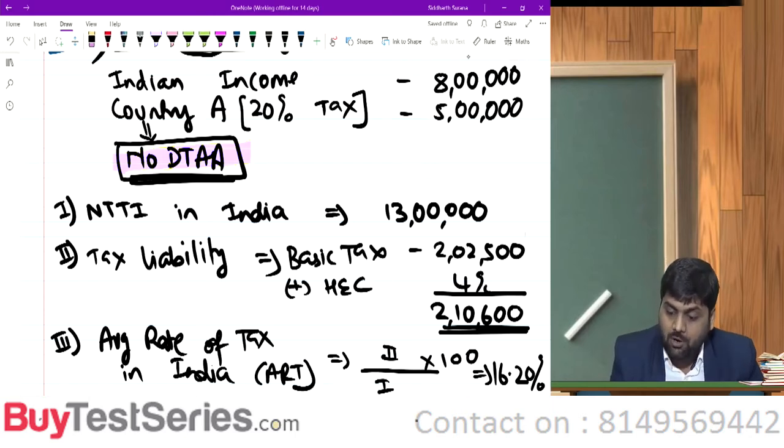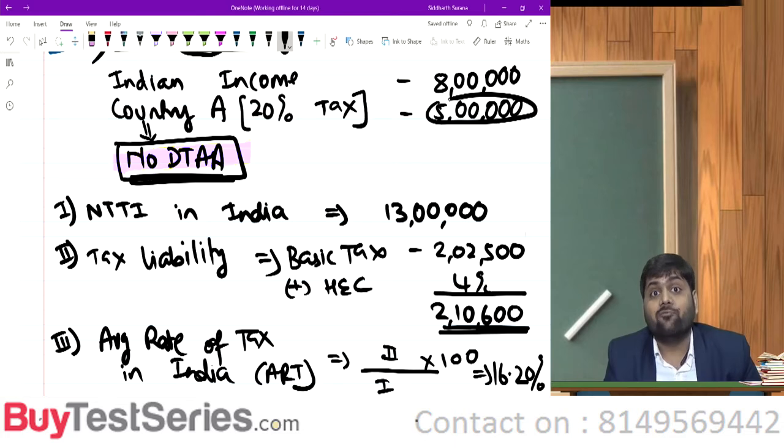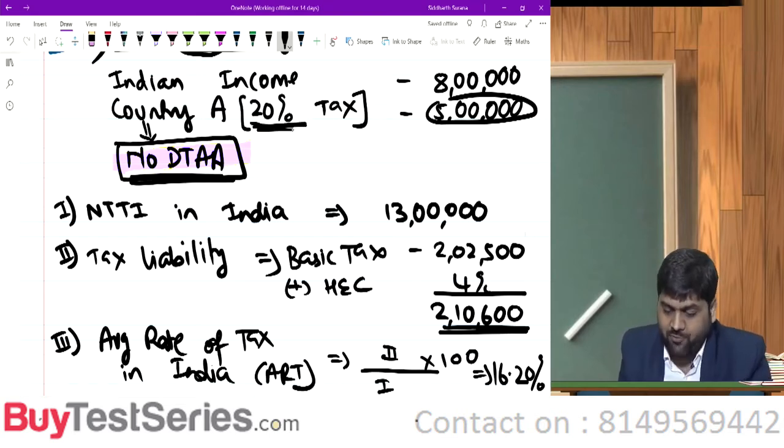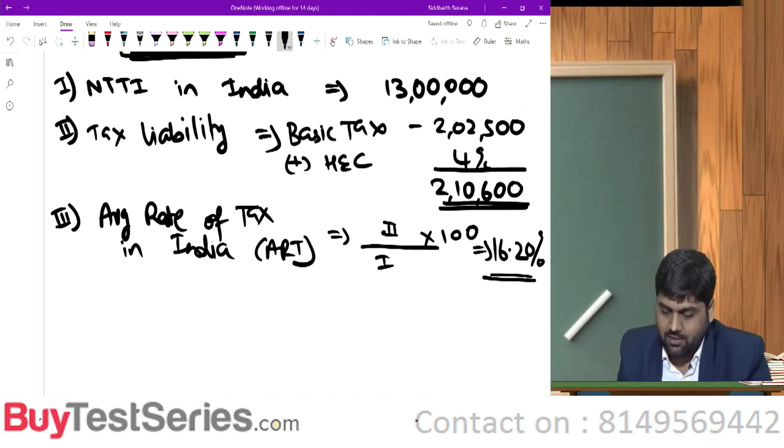But if we talk about 5 lakh, have you paid tax in India? Yes. At what rate? We don't know in which slab 5 lakh will go, and therefore we are taking the average rate. What is the average rate of tax in India? 16.2%. Effectively, we can say that in India on 5 lakh you have paid tax at 16.2%. And on that same 5 lakh in the foreign country also you have paid tax at 20%.